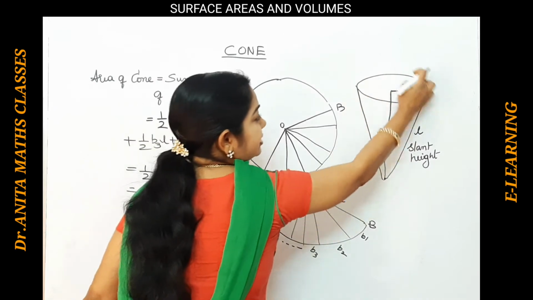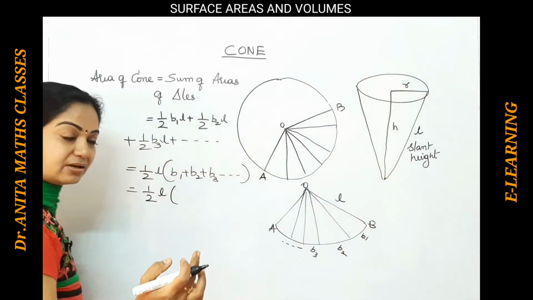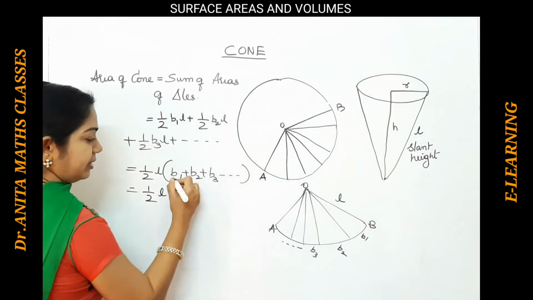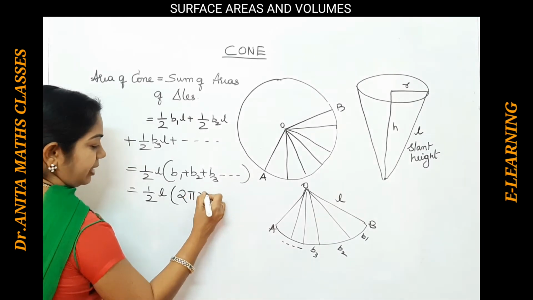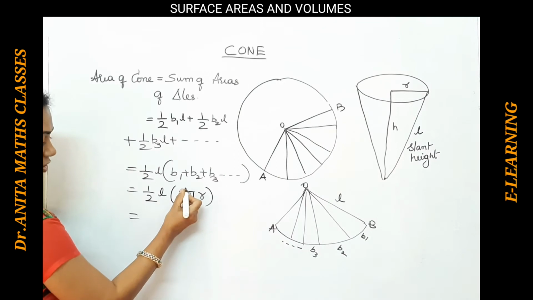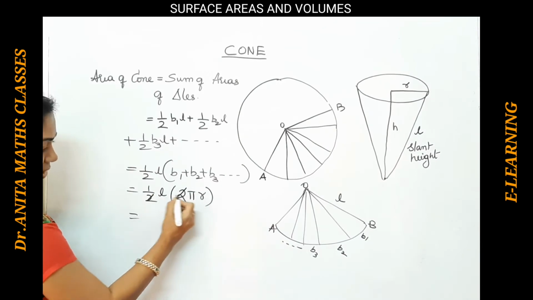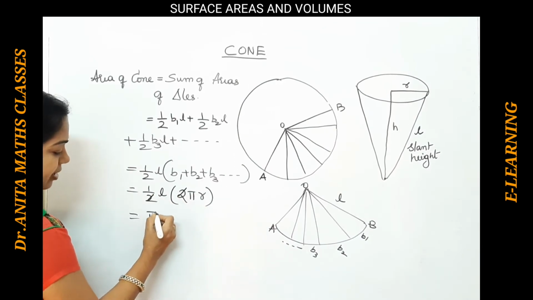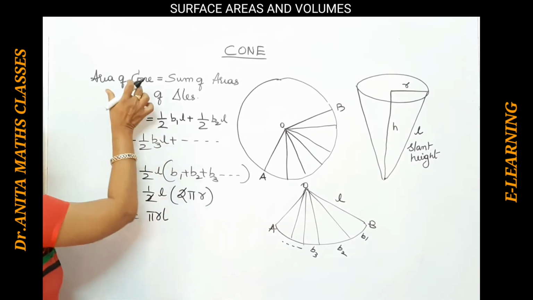So the base is the circle, and the circumference is 2 pi r. So B1 plus B2 plus B3 becomes 2 pi r. Now this forms the area of the cone here. So if you cancel off 2 here, you get it as pi r L. So this is the area of the cone.